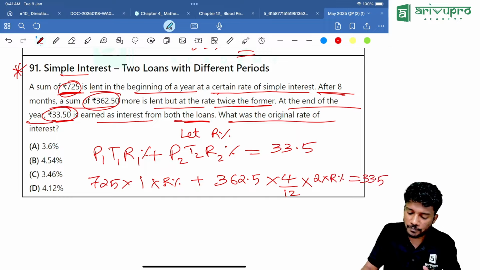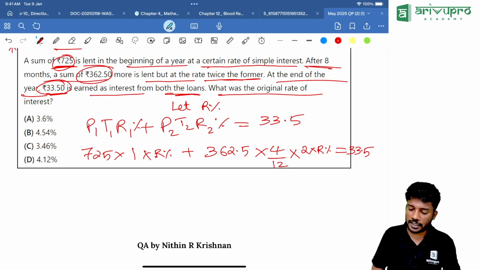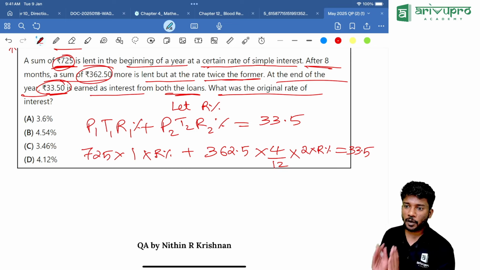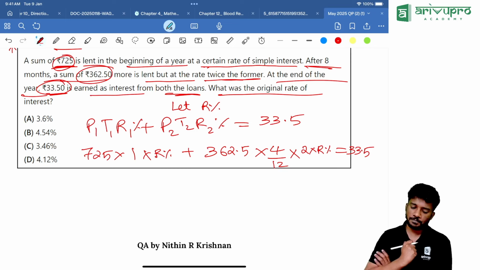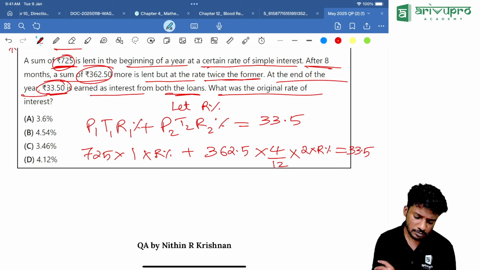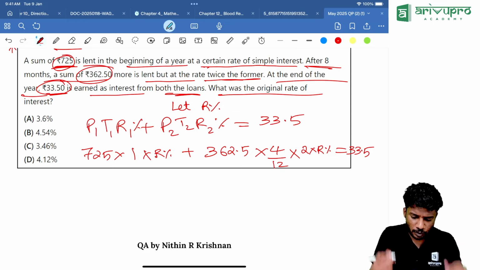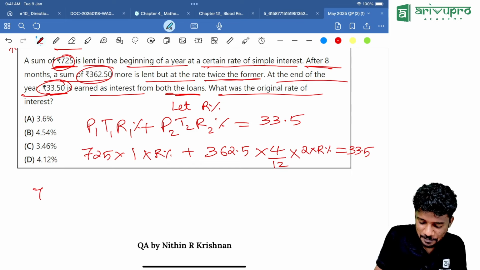33.5. From this, can you option hit and get me the answer? Everyone try option hitting. Use M plus MRC. Get me the answer. Whichever option is giving 33.5, that's our right option. Okay, try option. Which option do you want to try first? Let's try with C and see whether it is the answer.